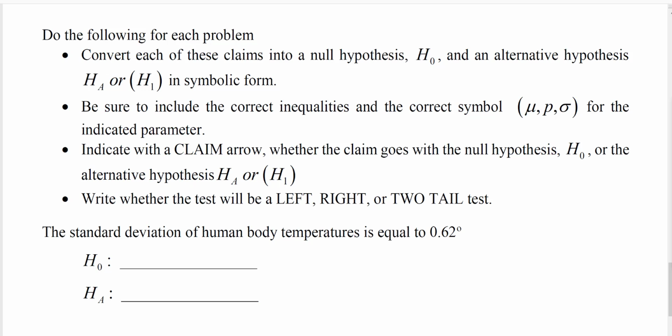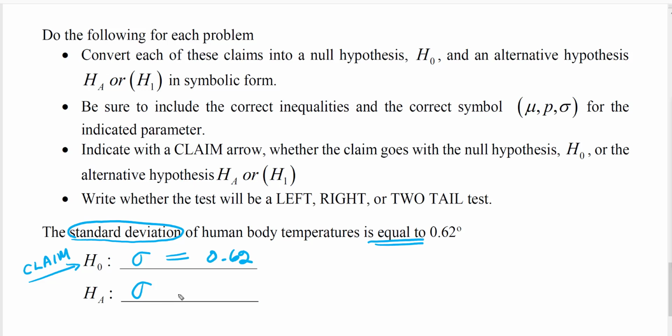In our last problem, the standard deviation of human body temperatures is equal to 0.62 degrees. So we're testing now a standard deviation, and so we're going to use the population standard deviation symbol, sigma, and we're going to use the symbol is equal to. The equal to, remember, goes in the null hypothesis, and so that's going to be 0.62. So that's our claim, in this case, goes with our null hypothesis.